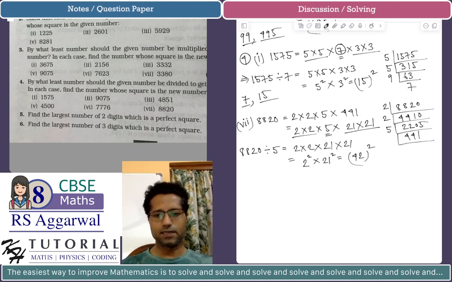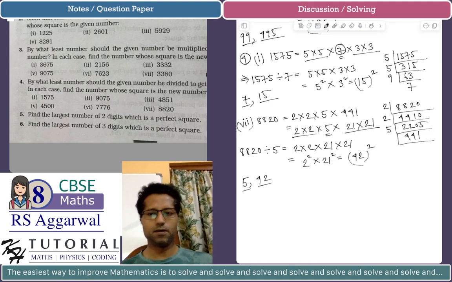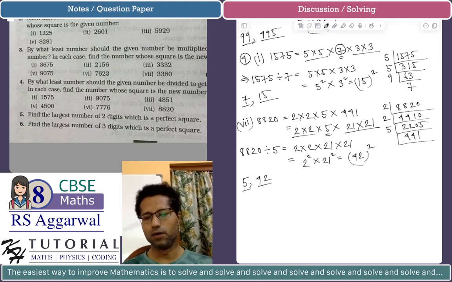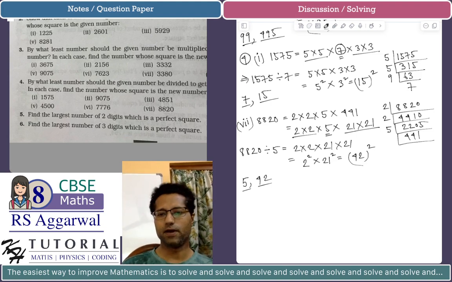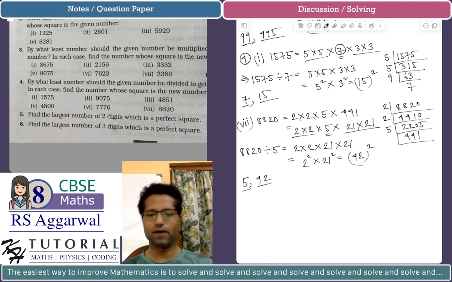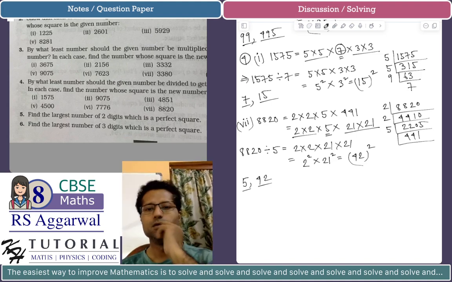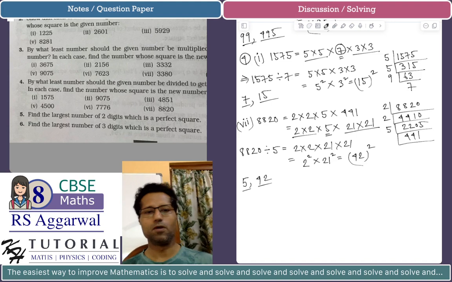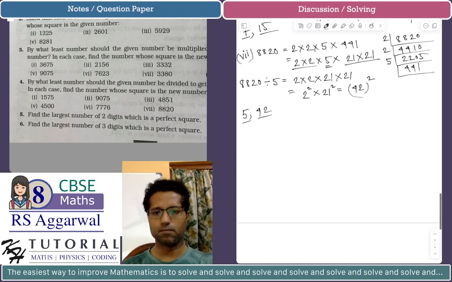Okay, so we can say that the answers are 5 and 42, because 5 is the number by which we should divide the given number, that is 8820. If we divide 8820 by 5, we get 2 into 2 into 21 into 21, which will be a perfect square. So the new number after dividing the given number by 5 is 2 into 2 into 21 into 21, which is nothing but 42 whole square. So 5 and 42 are the answers. Okay, I think you can do the rest of the parts of problem 4. Now I will do problem number 5.